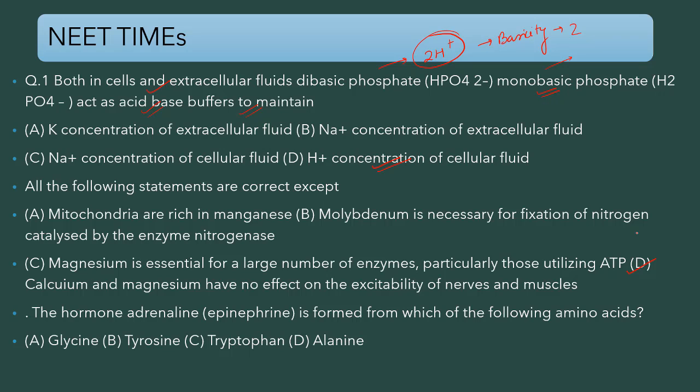The hormone adrenaline, that is epinephrine, is formed from which of the following amino acids? There is one amino acid involved in the formation of adrenaline, a neurotransmitter of the sympathetic nervous system, that is tyrosine. Tyrosine is involved in the formation of epinephrine, that is adrenaline. Also, it is involved in the formation of melanin. So please remember that tyrosine helps to make melanin and these neurotransmitters.